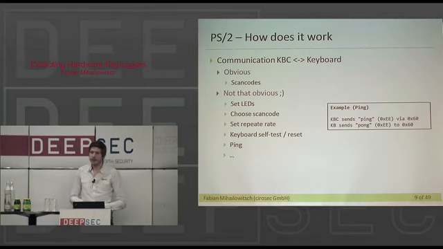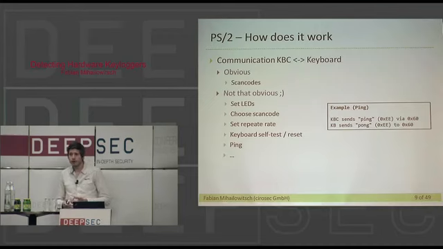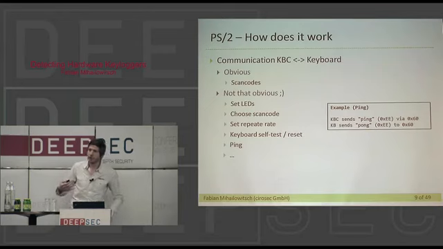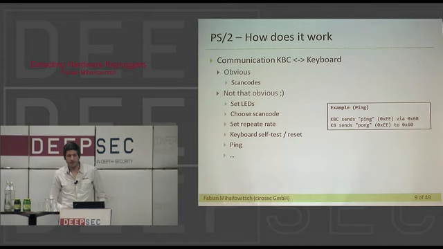Not that obvious is that there are plenty of other communication channels. For example, the computer via the KBC can set the repeat rate of the keyboard. It can tell the keyboard to do a reset or perform a self-test. It can basically ping the keyboard, which you can see here: you send EE to the keyboard, and it responds with EE. It's basically like a ping, and there are plenty of other functions.